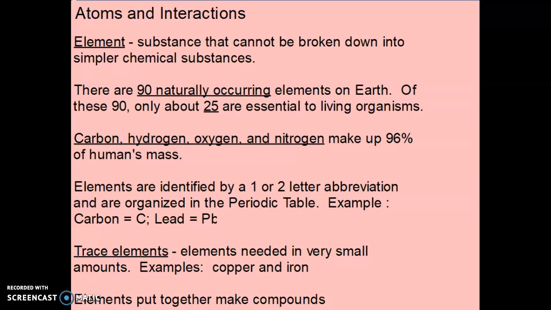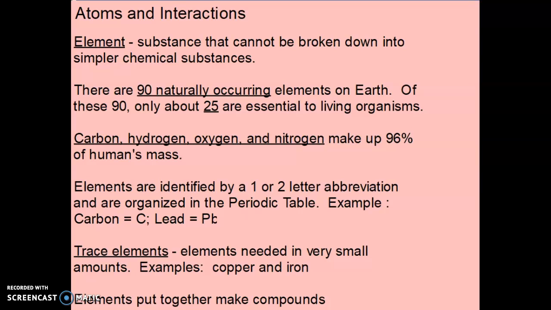So you don't need to learn much more about that. Just know that it's the simplest substance and you can't break it down into anything else. Okay? There's about 90 that occur naturally. So of course that means the other 30 or so are actually man-made. And 25 of these living things have to have.